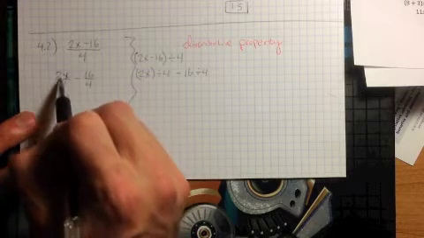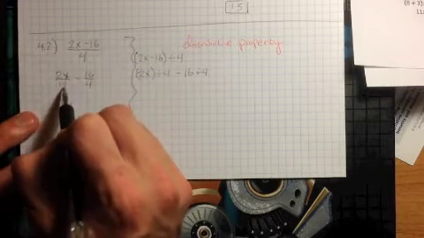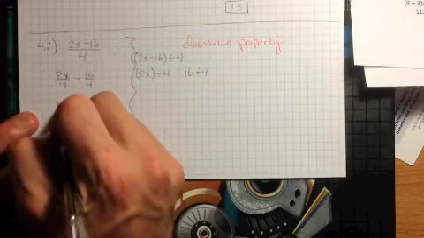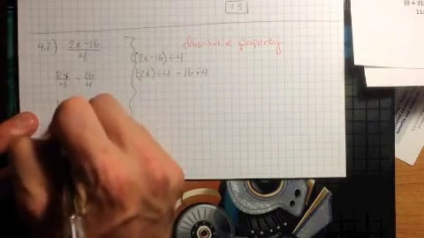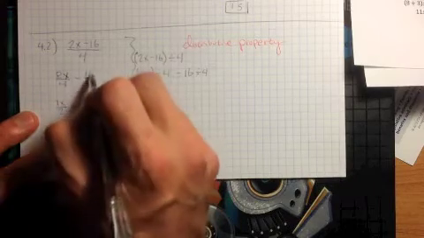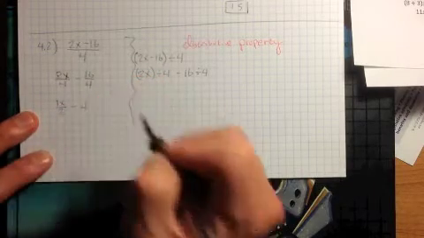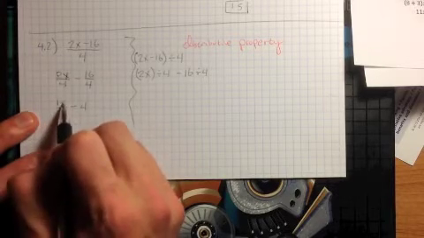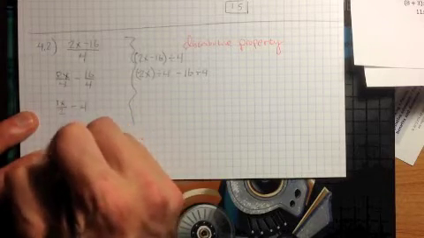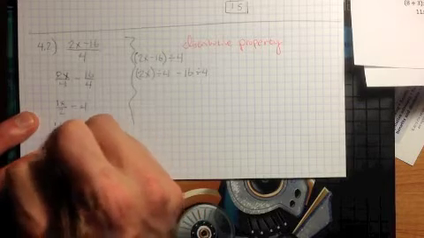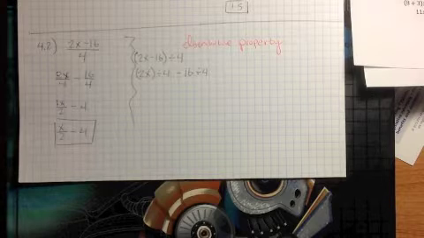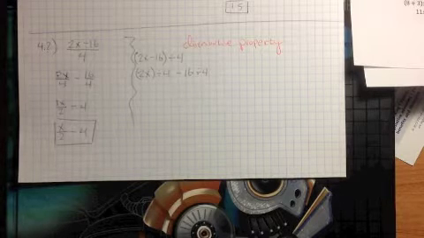Over here, we can simplify this. 2 over 4 is the same thing as 1 over 2. So 1x over 2 minus 16 over 4, which is just 4. Now, that 1 there can disappear, because 1 times x is the same thing as just x. So this is the way I would prefer you to write your final answer for problem 4.2: x over 2 minus 4.